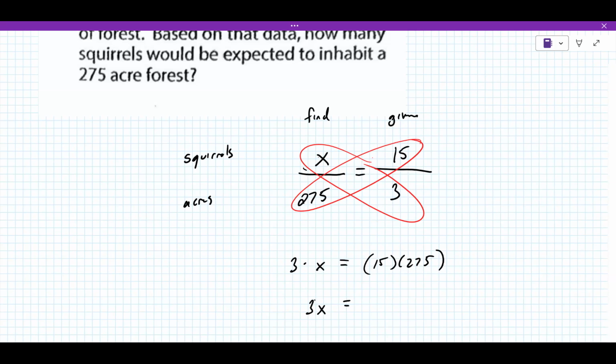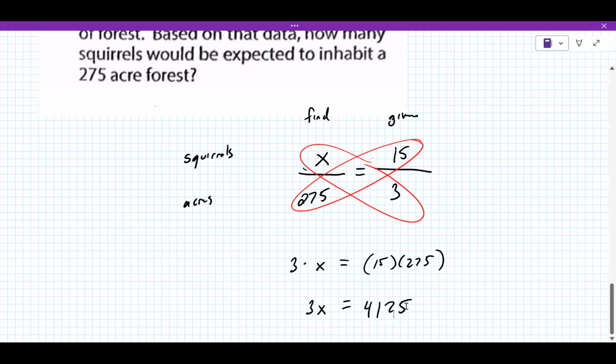I got 4,115. 1,015. Why doesn't that work right? Well, because 3 doesn't go into 275. If I got a different number, you did 275, right? Okay, there we go. 4,125. Okay.